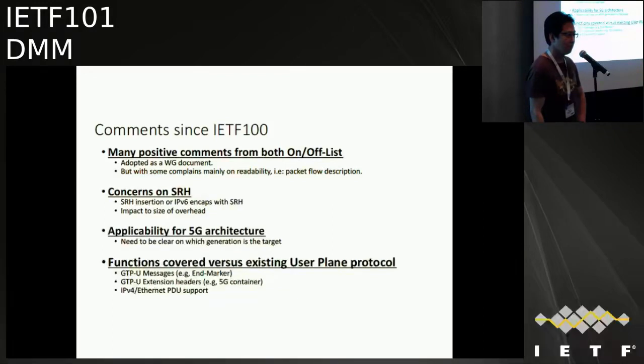And the feedback is on how to cover the existing user plane protocol functionality, such as the GTP-U message which brings the end marker to make sure the handover performance is much better. Also some of the extension headers defined in GTP-U need to be carried by the alternative protocol. So we need to deal with that. And also in the previous version we only mentioned IPv6 PDU, but currently IPv4 is still widely deployed, so we need to deal with that as well. So that's the comments from the community.